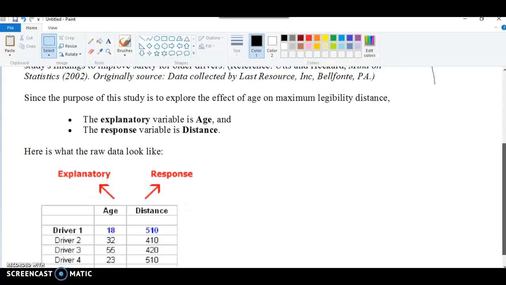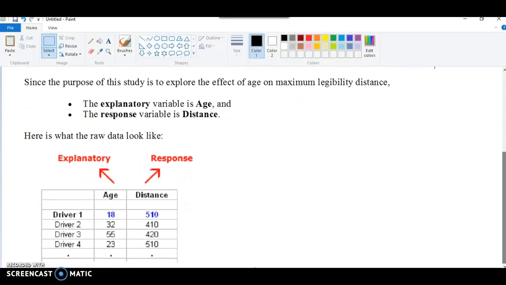So here's some raw data. There are 30 individuals, but here's the first 4 drivers. Driver number 1 is 18 years old, and that person could see a sign that was 510 feet away. The next driver is 32 years old, and that driver could only see 410 feet away. Driver number 3 is 55 years old and could only see 420 feet away.